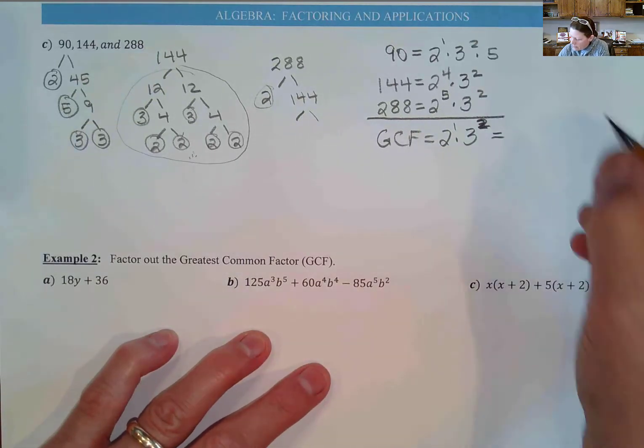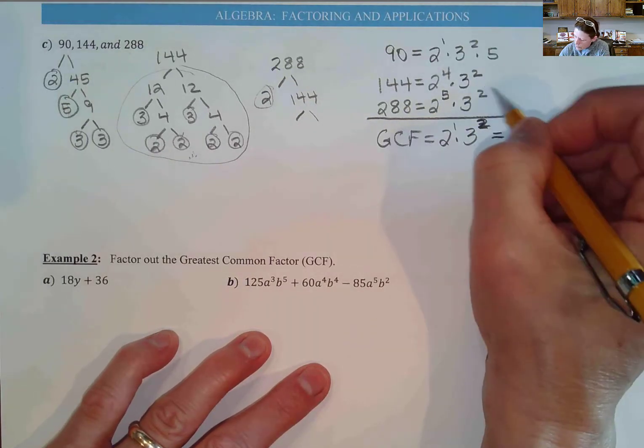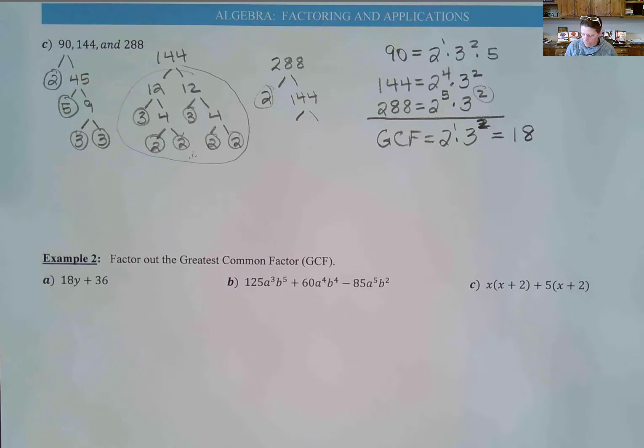So that is 2 times 9 or 18. So go with your smallest exponents each time. Now as we look at example 2, we're actually going to perform our process of factoring an expression by factoring out the greatest common factor.